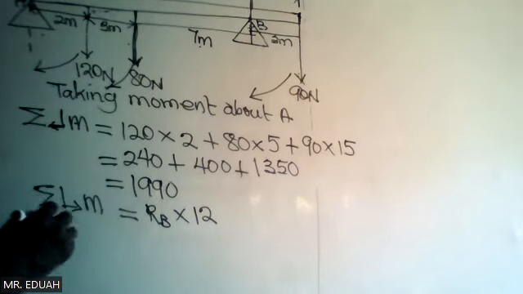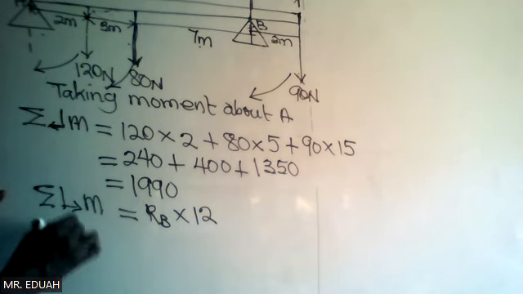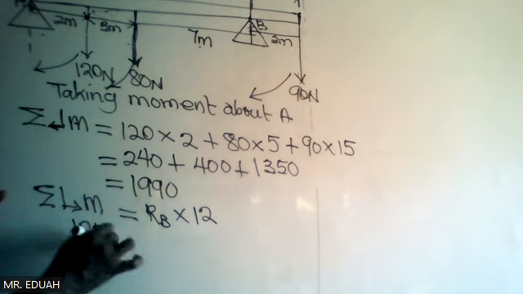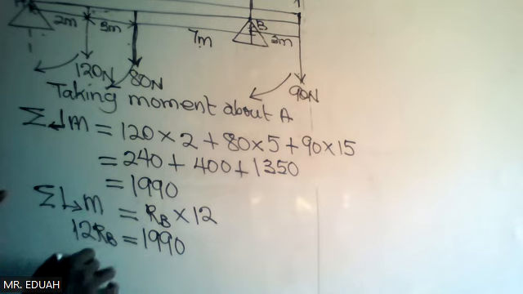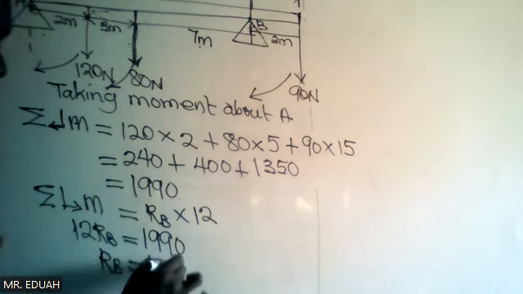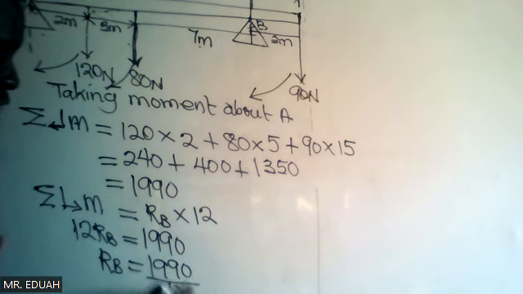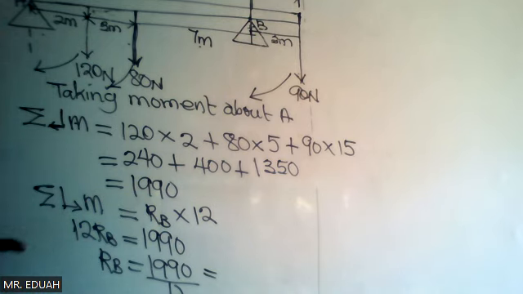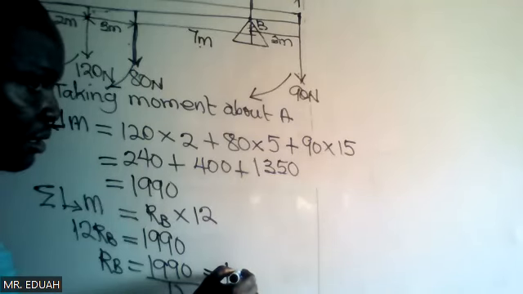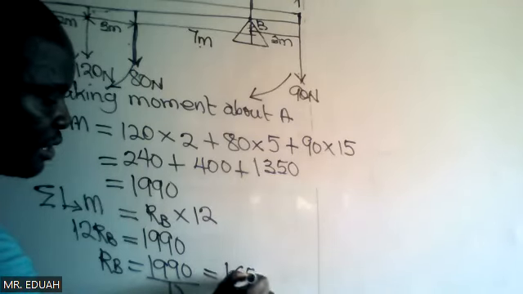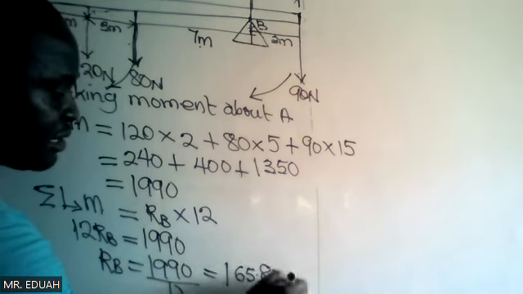Okay, so let's equate this to that. So 12 RB is equal to 1,990. Therefore, RB is equal to 1,990 over 12, which is, what is 1,990 divided by 12? 165.8. This is in Newtons.